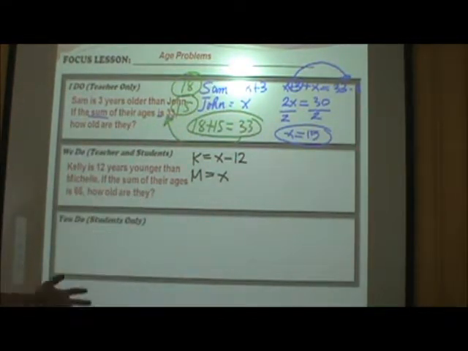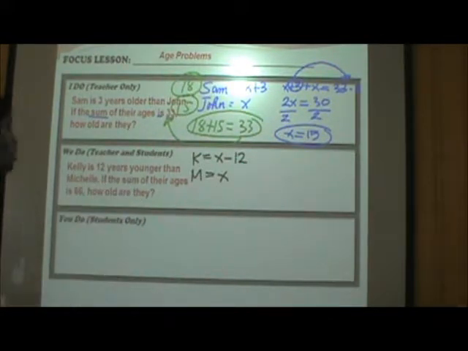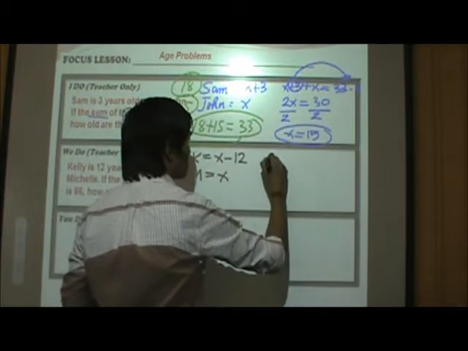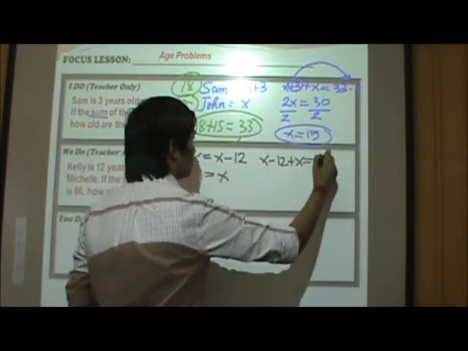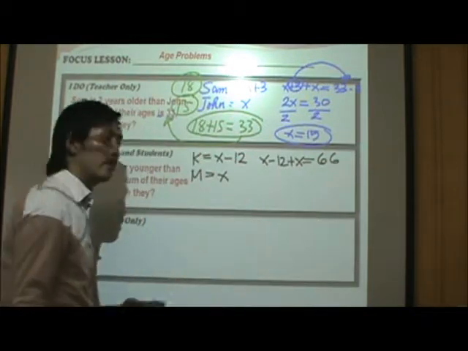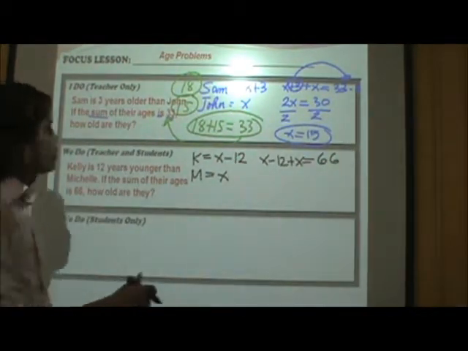But for the second part, if the sum of their ages is 66, that means if you add them together, the equation will be X minus 12 plus X. It will be equal to 66. Now here we go again. Easy equation, easy to solve. We'll go ahead and solve this.